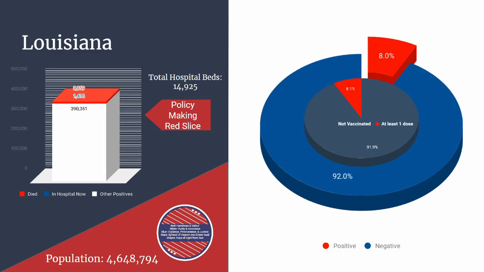Louisiana tested near their entire population. They vaccinated 8.1%, and their negative tests are at 92%. Their positive tests are only at 8%. They've had 8,800 people die, 1,400 people hospitalized right now, 14,000 hospital beds.